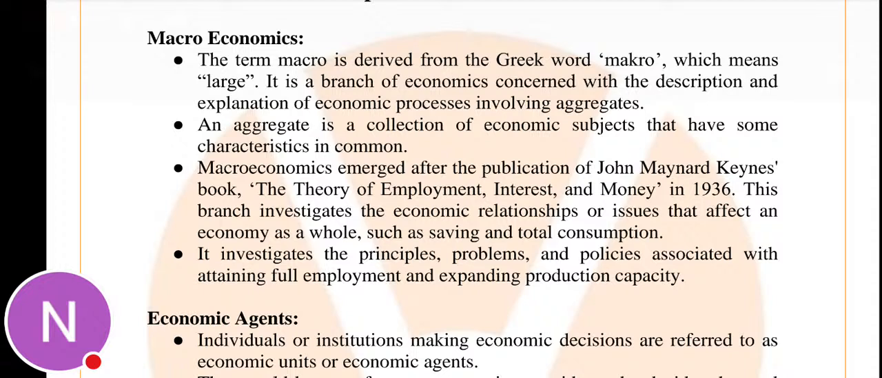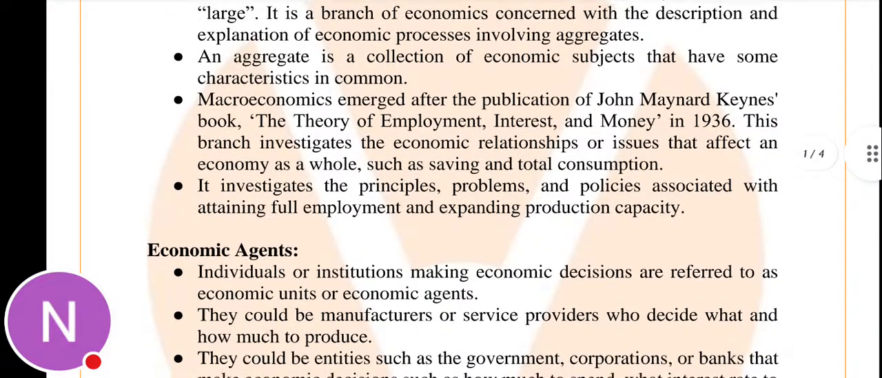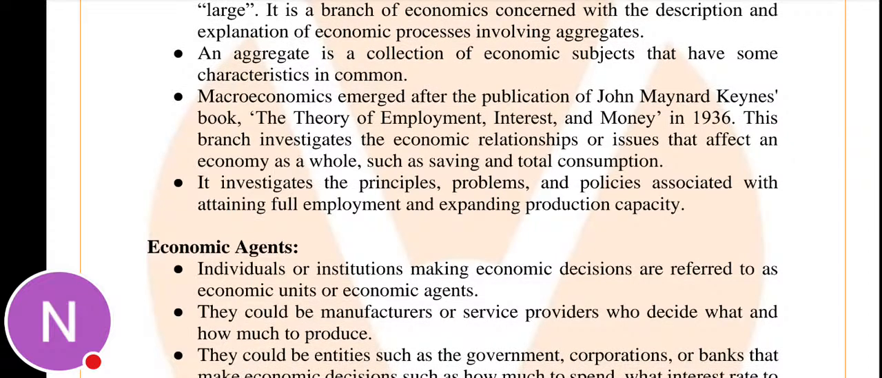Macroeconomics emerged after the publication of John Maynard Keynes' book, The General Theory of Employment, Interest and Money. After this book was published, macroeconomics evolved in the year 1936. This branch investigates the economic relationships or issues that affect an economy as a whole, such as savings and total consumption. These things we will learn.